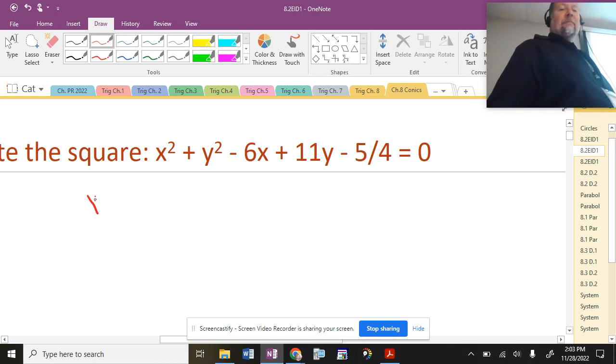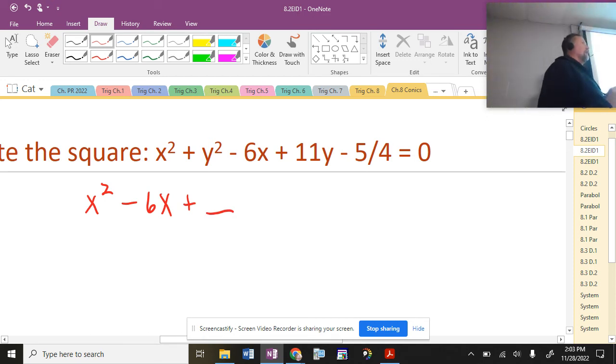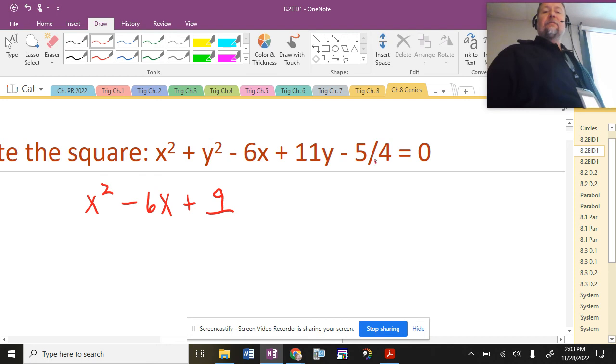I've stalled enough. x squared minus 6x. Okay, shh. What's that first blank? 3, 2, 1, go. 9. Did you hear enough people in the room? Because half of -6 is -3, and -3 squared is 9. Then this will be a perfect square. By the way, I'm jumping ahead of myself. So I get that -5/4 over there by adding 5/4 to both sides.